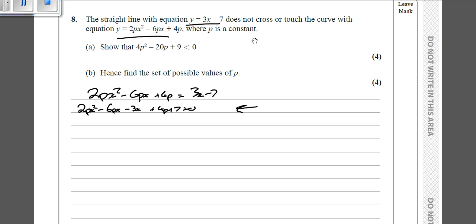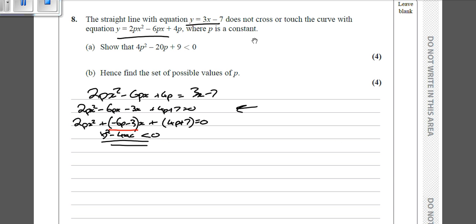So if we get it so that we can have x squared, x's, and then numbers, write it as 2px squared plus, in brackets, minus 6p minus 3, lots of x, plus in brackets 4p plus 7. If we say that this has got no real solutions, then we know that b squared minus 4ac is going to be less than 0. And now, by doing that, we've got ourselves an inequality. So it's just a case of doing the b squared minus 4ac.